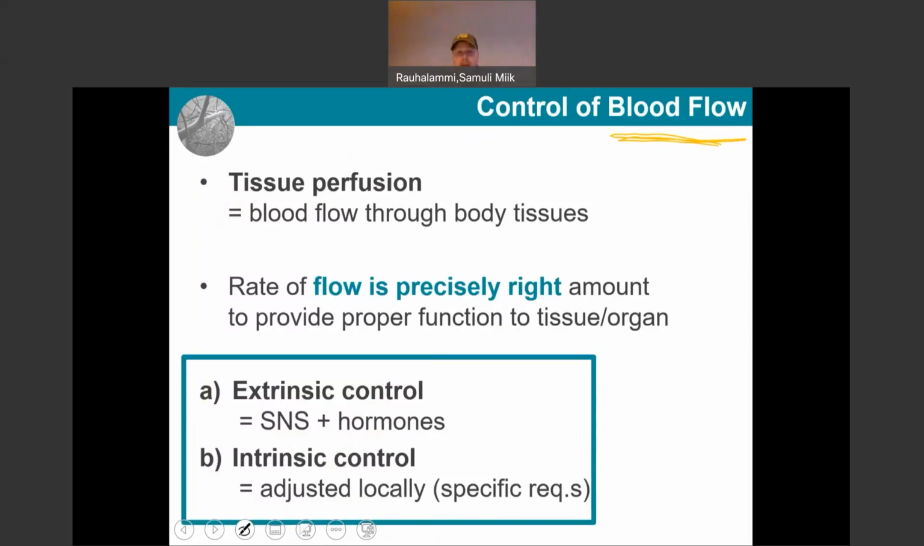This is constantly controlled by the sympathetic nervous system and hormones. These are the extrinsic control of the blood flow, and intrinsic control is by adjusting this then to meet the local needs by the capillary control. And we would look at typically the special circulations at different parts of the body, but I'm going to save this for our class activity on this coming Thursday.